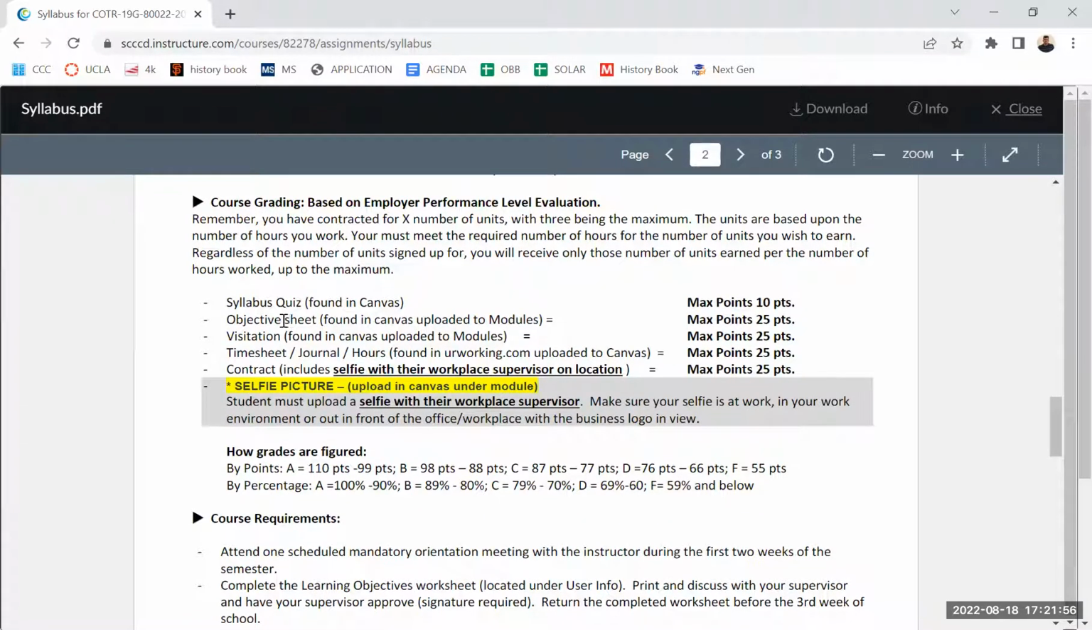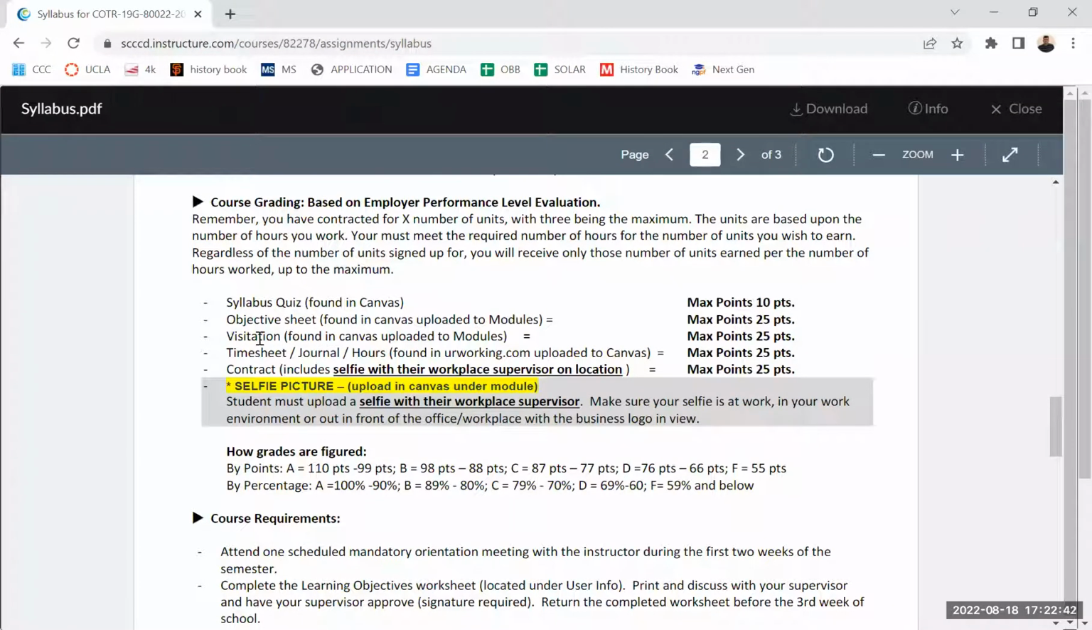So you've taken your syllabus quiz, you turned in your objective sheet, you turned in your time sheet, you turned in your contract, which is your evaluation, along with your selfie. The only other thing that you would see in the grade book is a visitation. I haven't been doing this too long. This is my 4th year doing this. And the first year I did this, we still had some in-person visitations. We would go to your place of employment and we would meet your supervisor, verify your employment, thank them for participating in the program and allowing you to fill out this paperwork on the job, and then we'd be on our way. The in-person visitations, you know, once COVID started, kind of went away, and I don't think they're necessarily coming back.